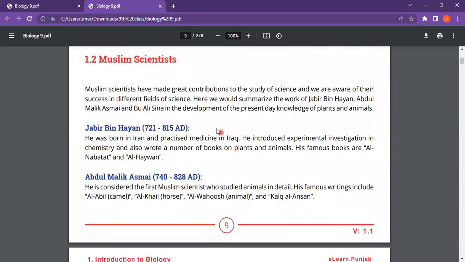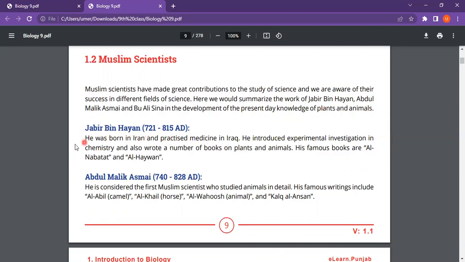Muslim scientists have made great contributions to the study of science, and we are aware of their success in different fields of science. Here we summarize the work of Jabir bin Hayyan, Abdul Malik Asmai, and Abu Ali Sina in the development of present-day knowledge of plants and animals.